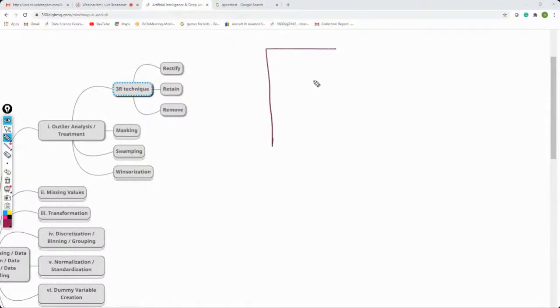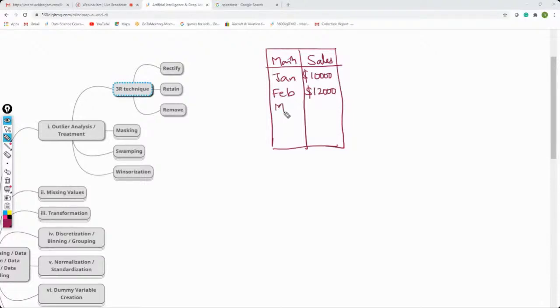Say you have sales data, and you have month. In the month of Jan, say the sales was $10,000. In the month of Feb, say the sales was $12,000. In the month of March, say the sales was $8,000. And in the month of April, sales was $1 million. Wow.